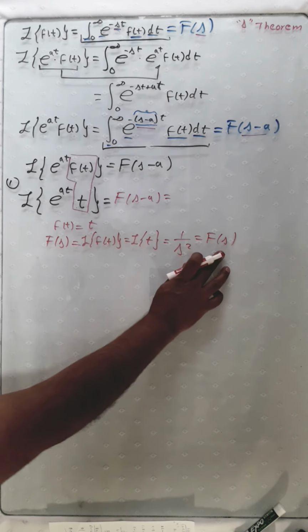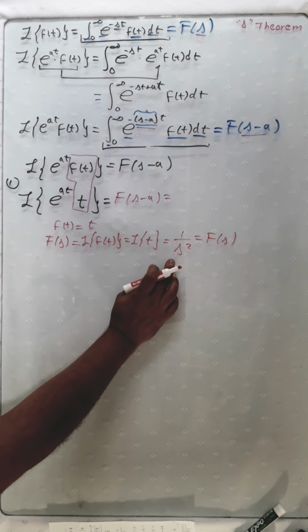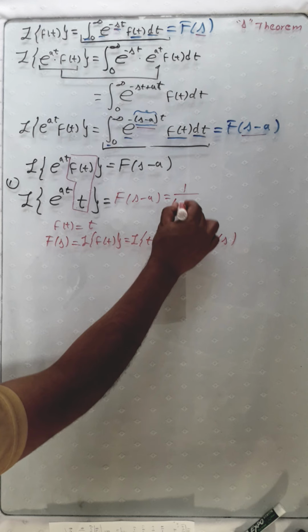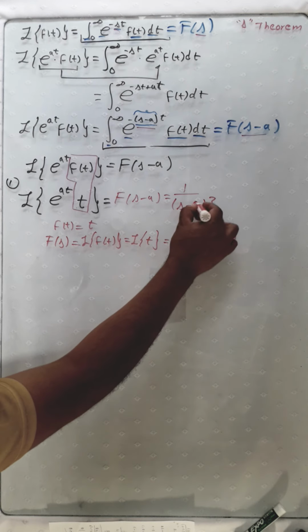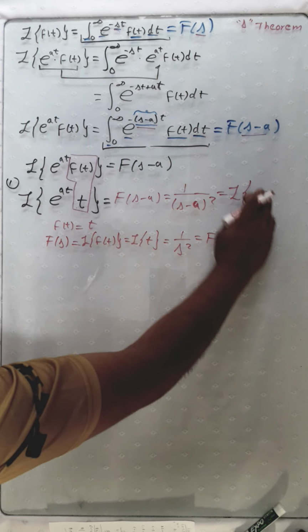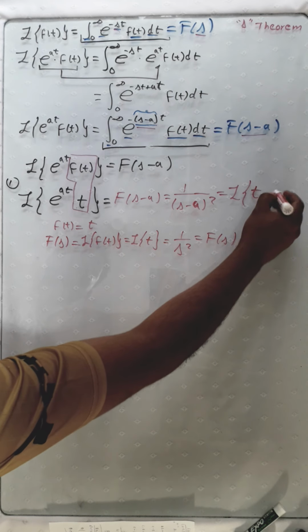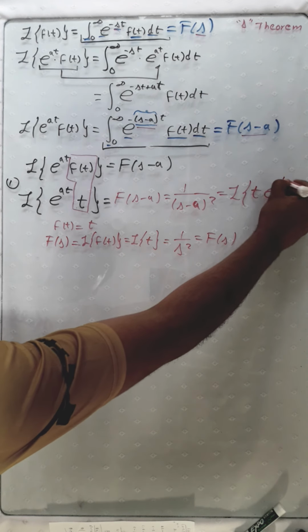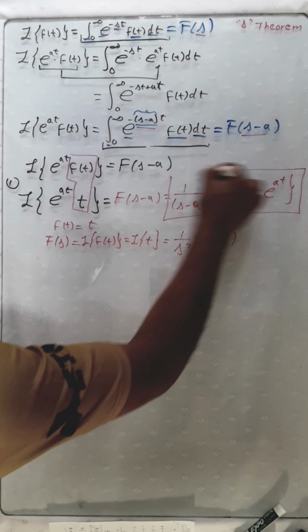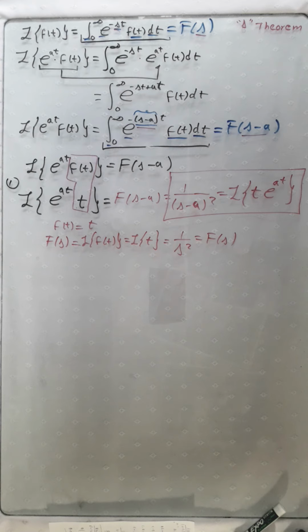In this case, because f of t is t, f of s is 1 over s squared, then this is just 1 over s minus a squared. And this is the Laplace transform of t exponential of at. And that's it, engineers. We have the Laplace transform of this.